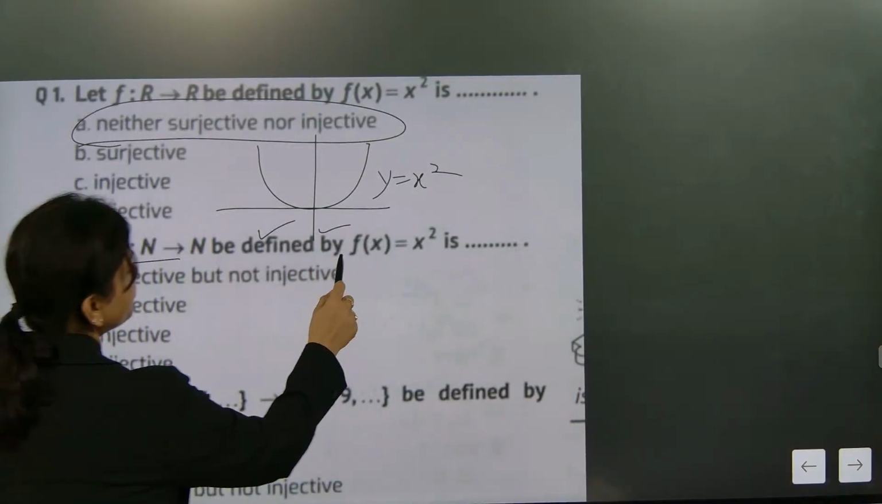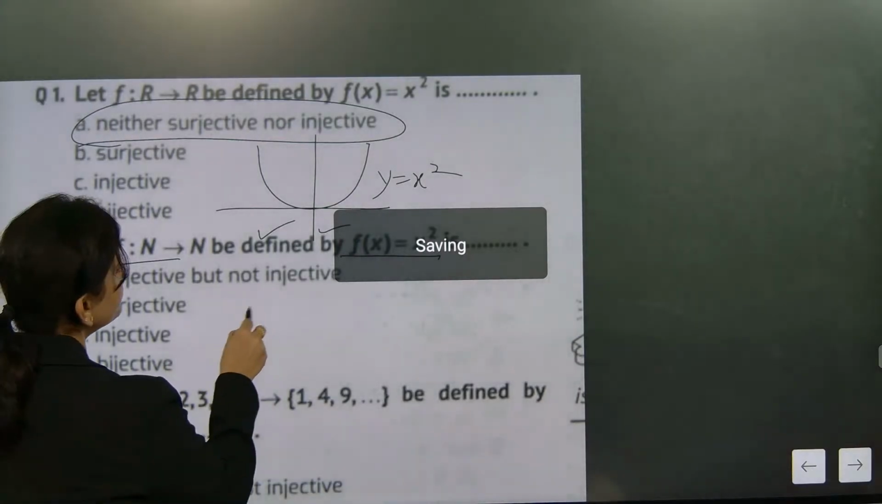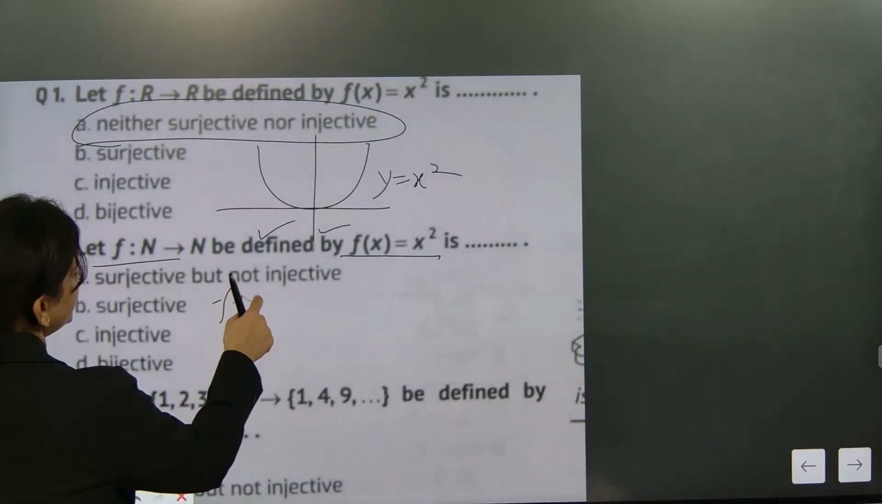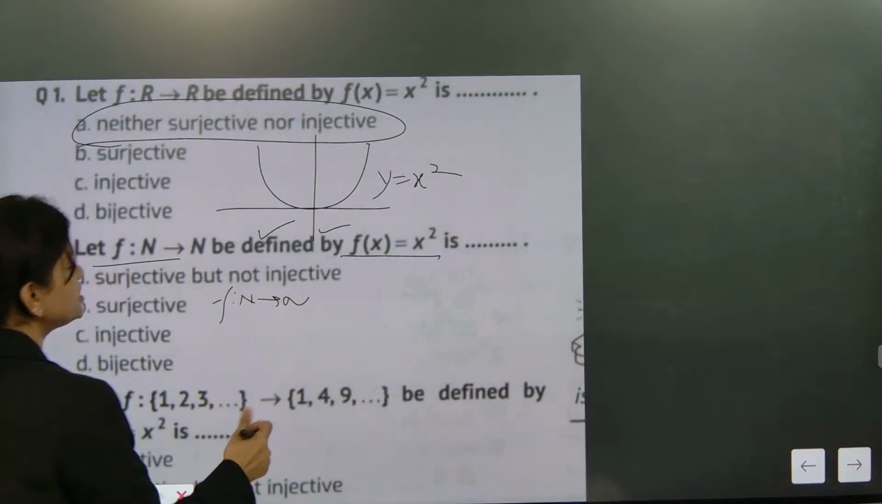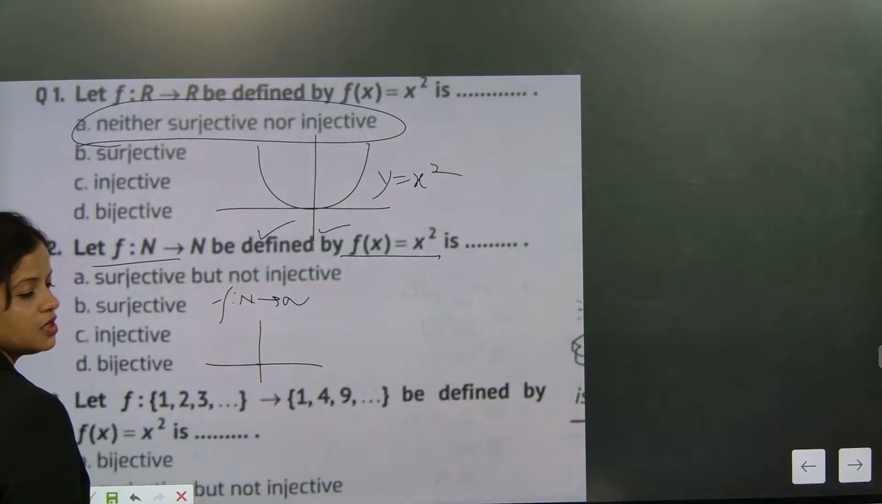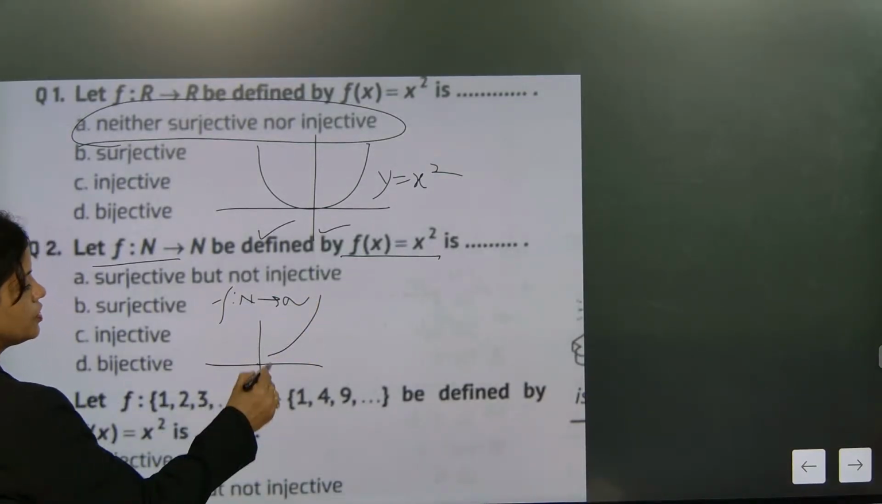If this is defined like this, see, look here, this NCERT question was already there. f from N to N, such that f of n is n square. N means natural numbers, so it will not even start from 0. It will start from 1. From 1 it will go like this. Understood?